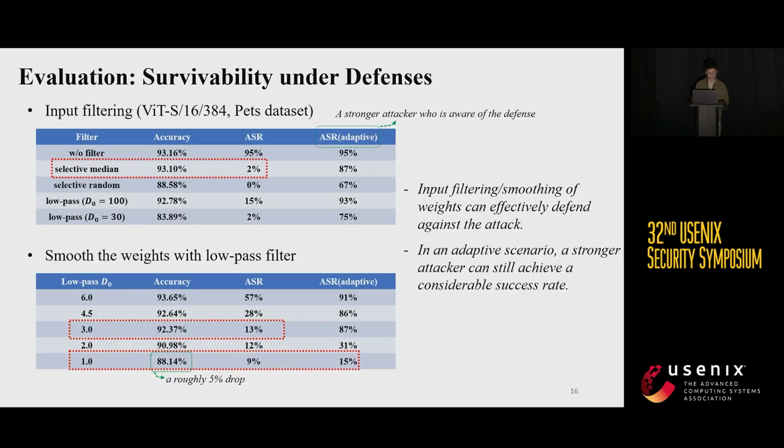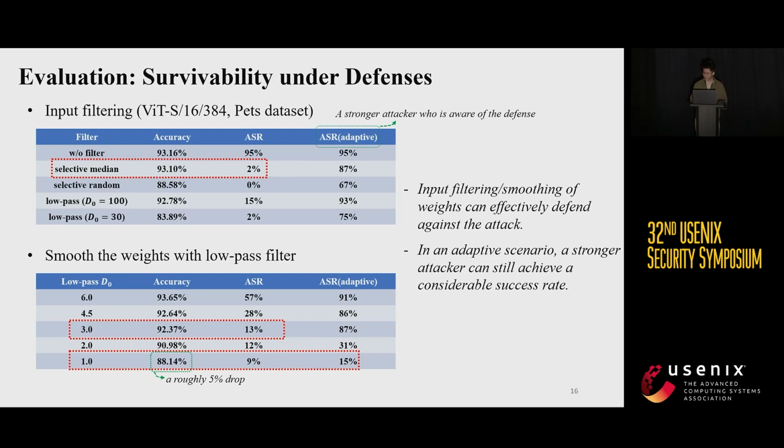Here we consider mitigating the aliasing of the stride layer. We consider two techniques: input filtering, and smoothing of the weights with a low-pass filter to remove some high-frequency components of the layer weights. It turns out that input filtering or smoothing of the weights can effectively defend against the attack, because the aliasing is usually susceptible to preprocessing noise. We found that the median filter can reduce the success rate to only about 2%, and at the same time, it can maintain model accuracy.